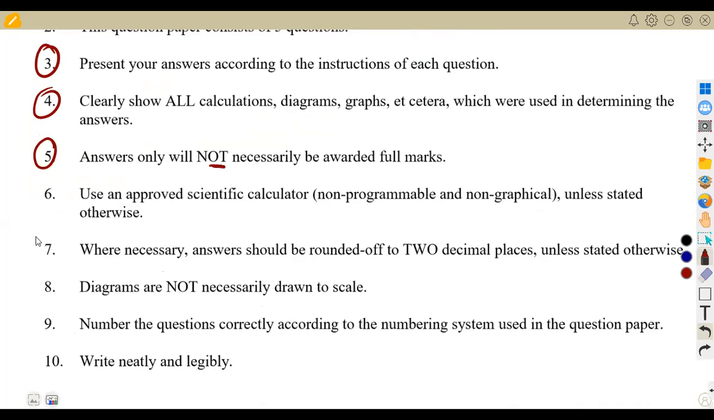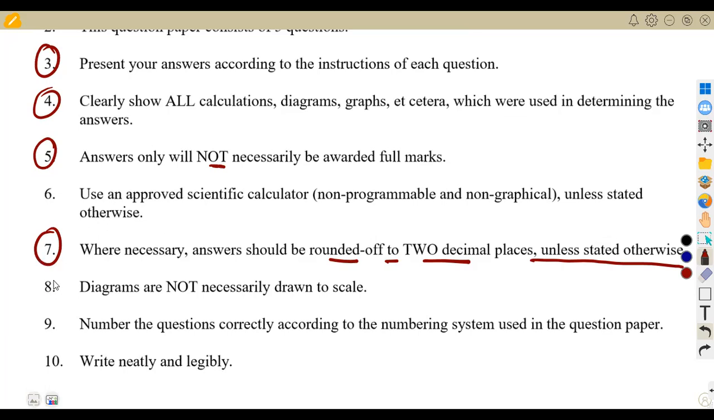So please be careful, and also be careful of the degree of accuracy when rounding off your numbers to 2 decimal places unless stated otherwise in that question. Maybe they might ask you for 1 decimal place, then you use 1 decimal place, but for any other question, you use 2 decimal places as long as they did not state anything.